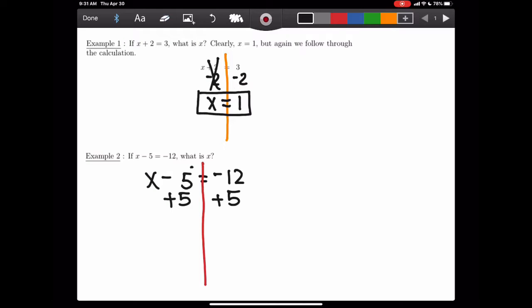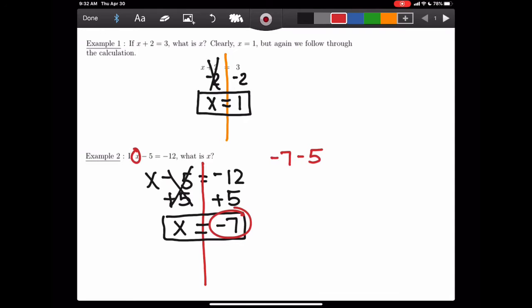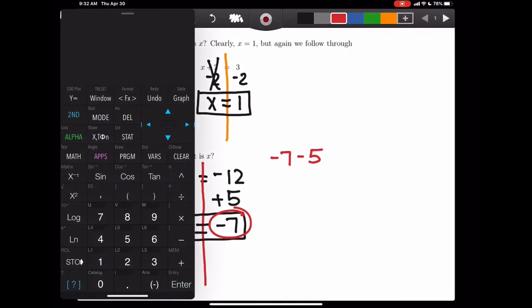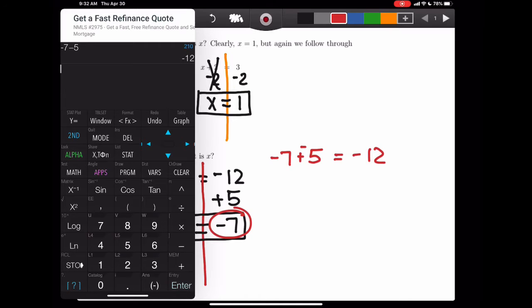Negative 5 plus 5 is going to cancel out to 0. So I'm just left with x on this side, and x is equal to a negative 12 plus 5, which will give me a negative 7. And you can always go back and cross-check. Let me substitute my negative 7 where I see x. So negative 7 minus 5. Does negative 7 minus 5 give me a negative 12? Negative 7 minus 5 indeed gives me a negative 12.